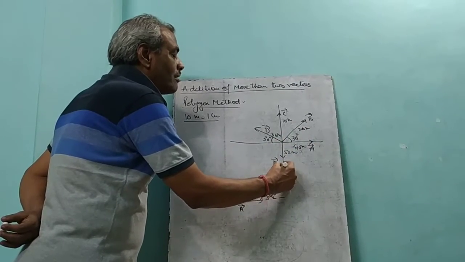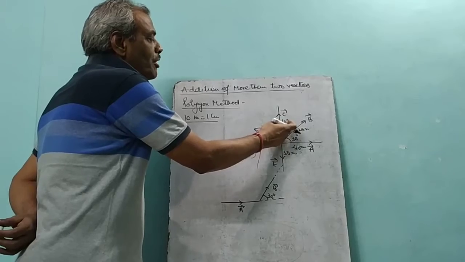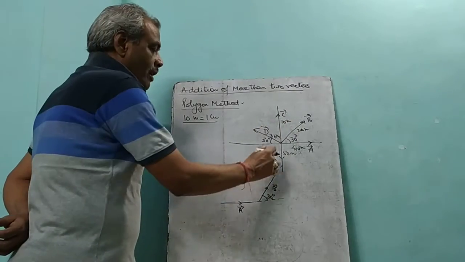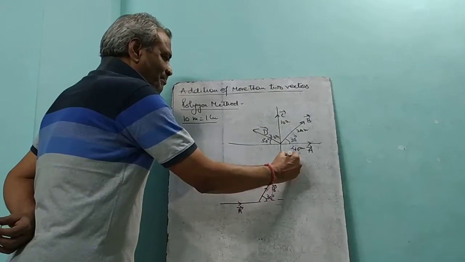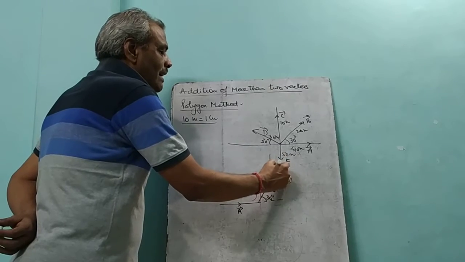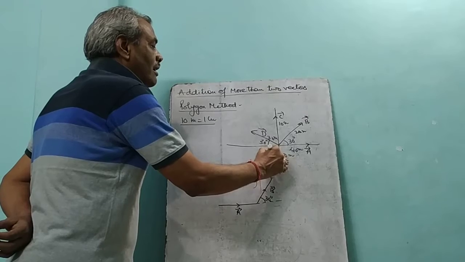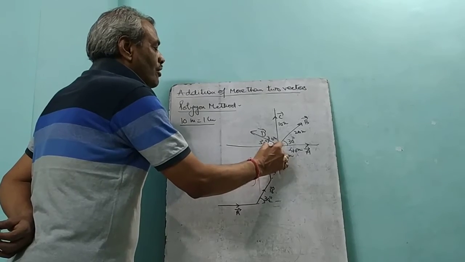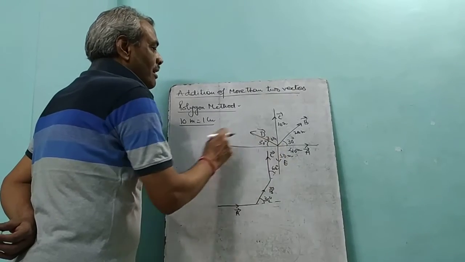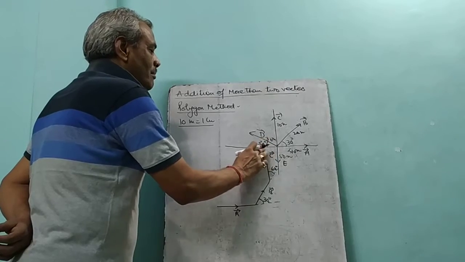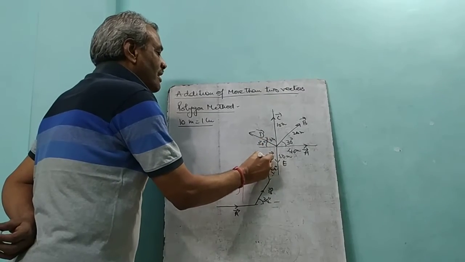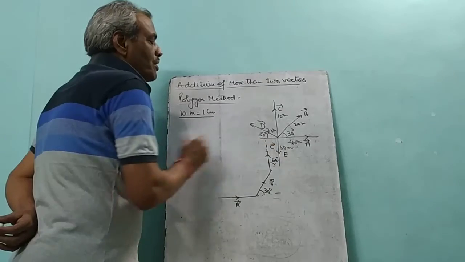Then proceed it. What is the angle between B and C? 60. So making an angle 60 degree with the direction of B, we will draw a line C. And what is the length of this line? 1 centimeter. Okay? 1 centimeter. This is C. Once again we proceed it.